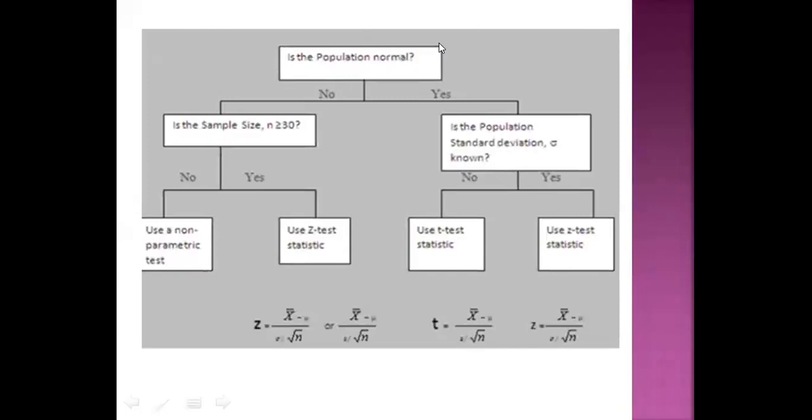Therefore, if the population is normal and the population standard deviation is known, then you use the Z statistic, and if the population standard deviation is not known, we use the T statistic. If the sample size is greater than 30, you can use the Z statistic, and if the sample is less than 30 and the population is not normal, we use a non-parametric test.